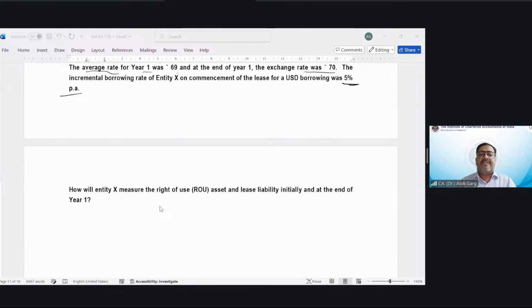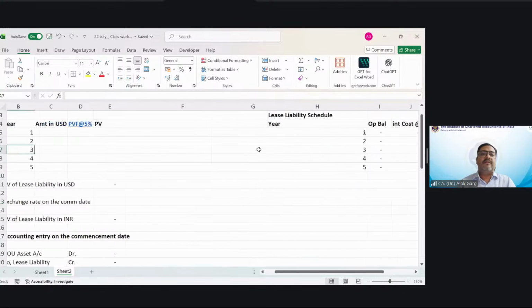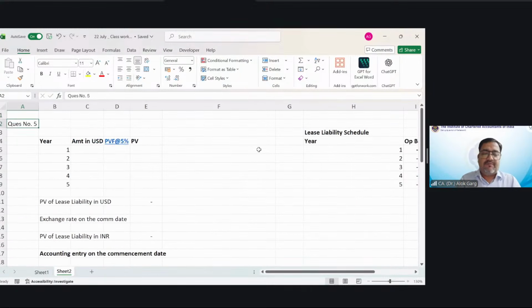To solve these kinds of questions, what should I do? First of all, I have to do all the computation in US dollars, right? I hope my Excel is visible to everyone. Is it visible? Yes. Question number 5 of the Word file.